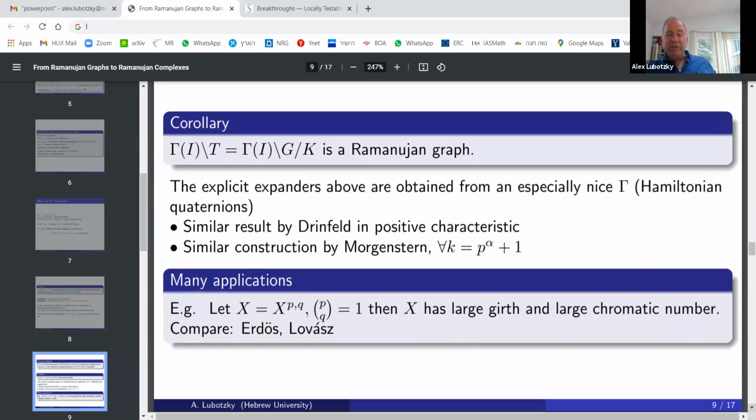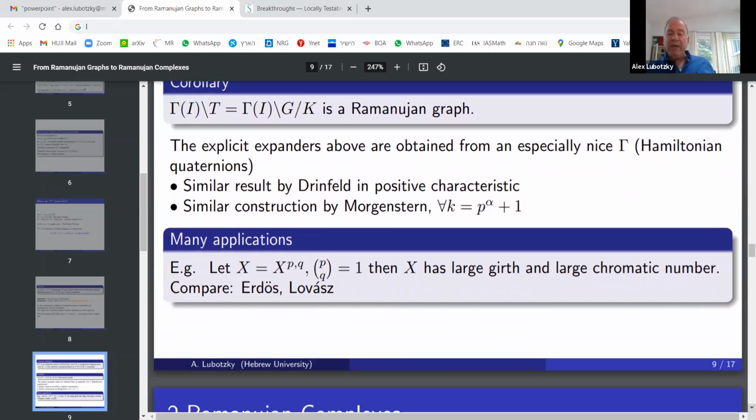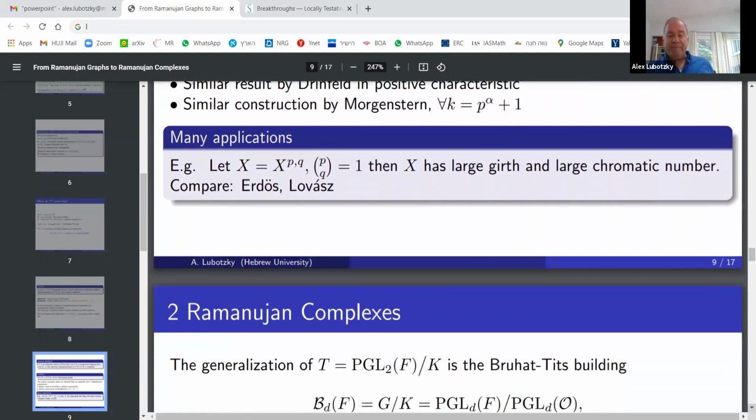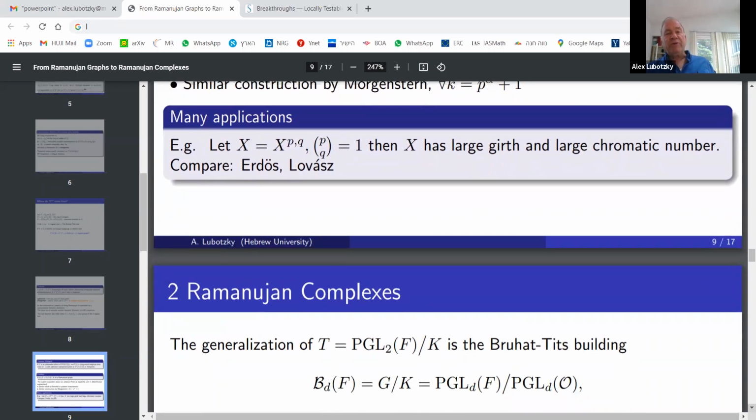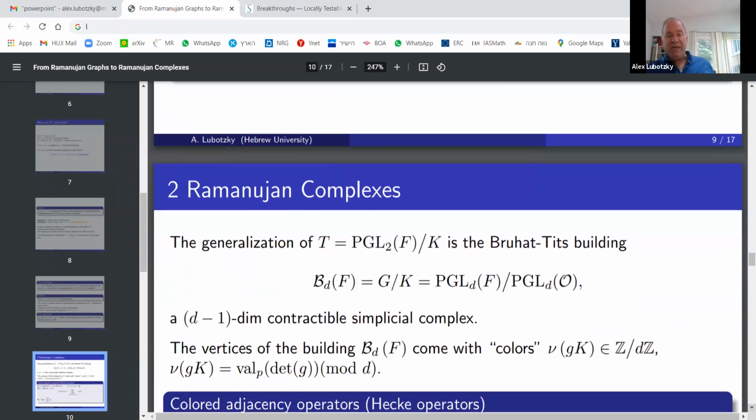Okay, I should rush now. It turns out that these graphs are wonderful from a combinatorial point of view. At the time, we did it only for the Ramanujan property, but they solve a good number of other problems. Now I want to go to the second part of the story, and this is Ramanujan complexes.